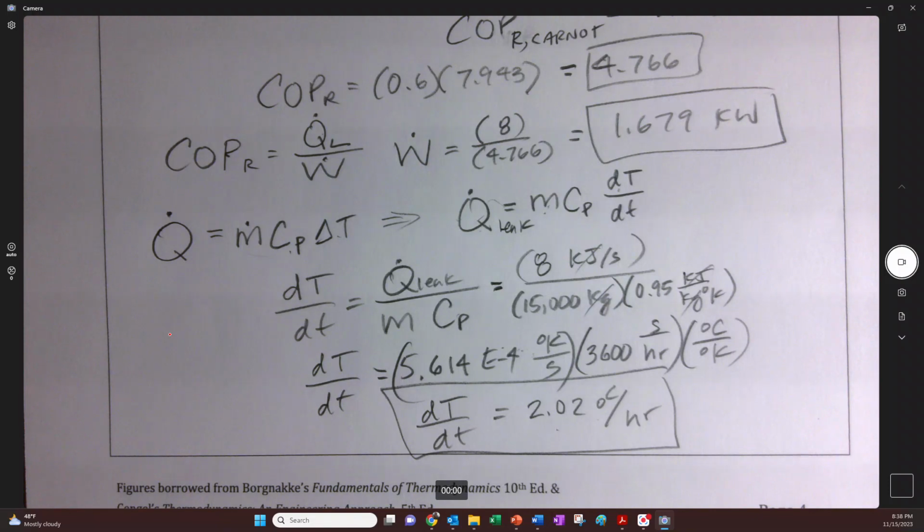Anyway, I like this problem because it's something I can wrap my head around, and that makes it better for me. I can actually appreciate the usefulness of having to calculate something like this. We'll see you in the next example.